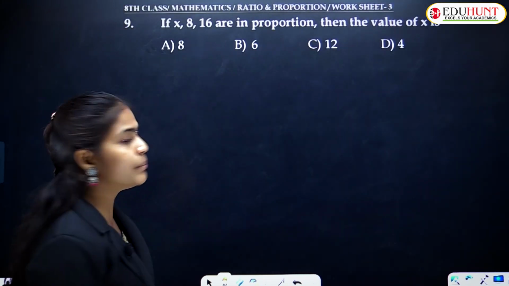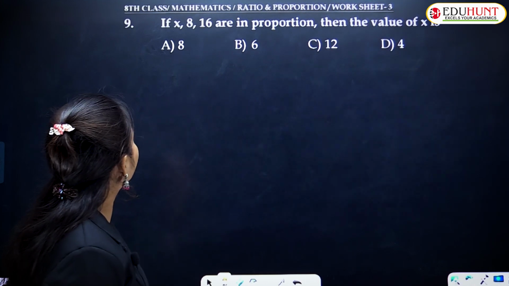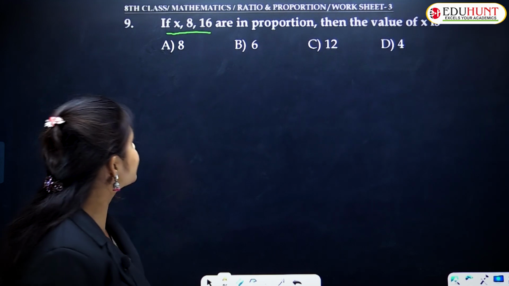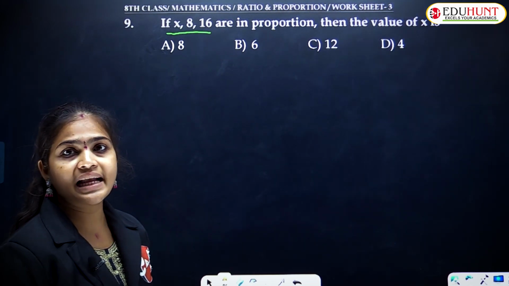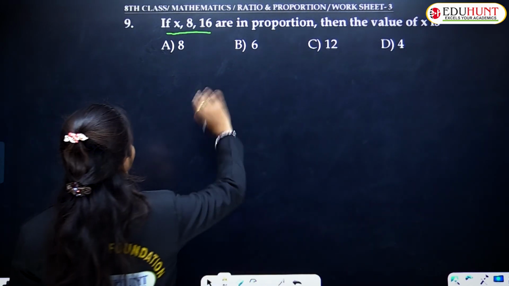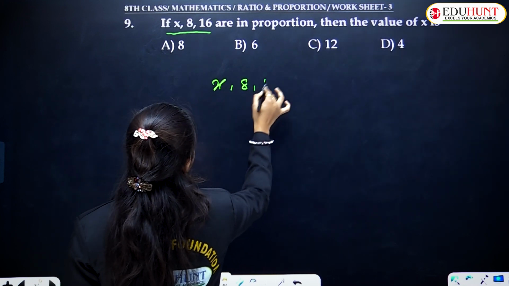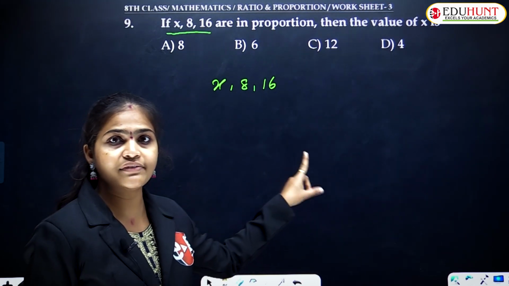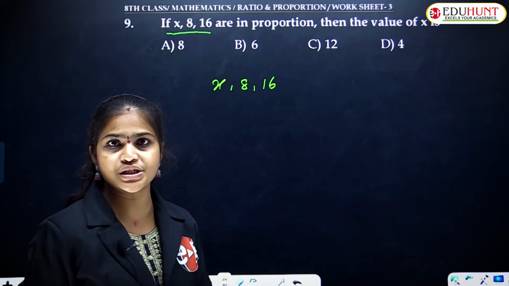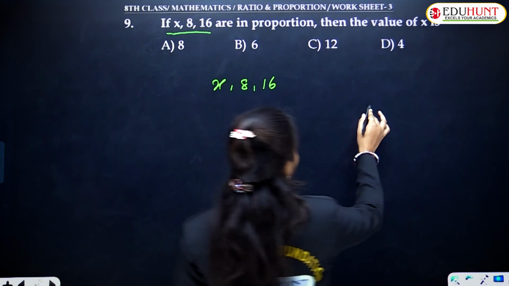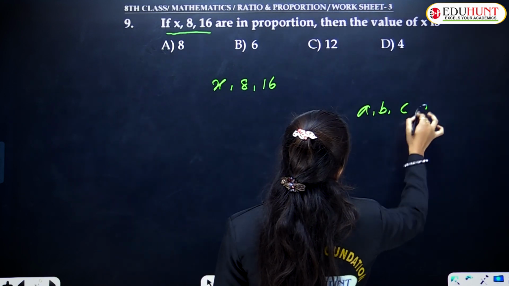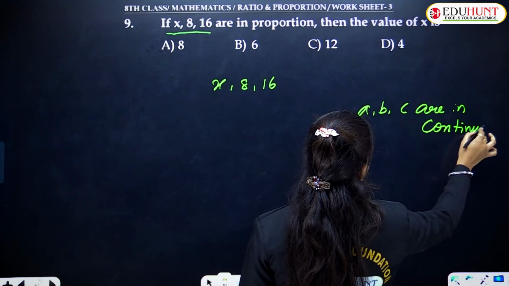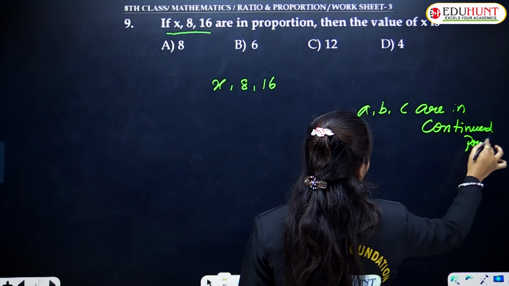Next, you see question number 9. What is given in question number 9? If x, 8, 16 are in proportion, then the value of x. So again children, here they have given it in the form of a, b, c are in proportion. A, b, c are in proportion, which means a, b, c are in continued proportion.